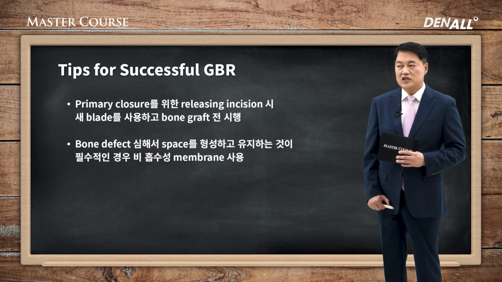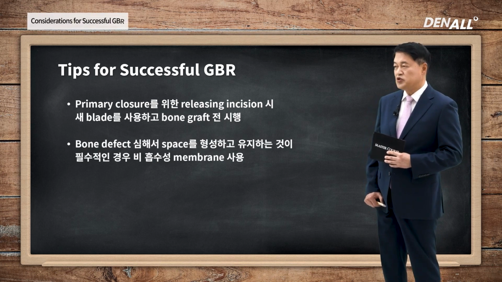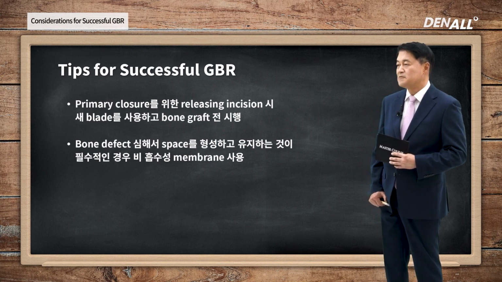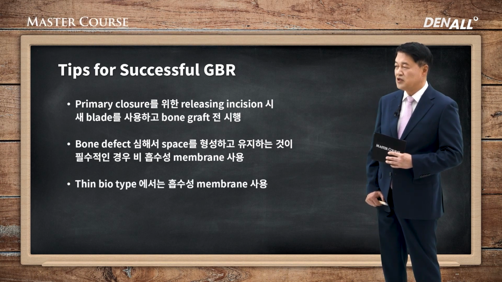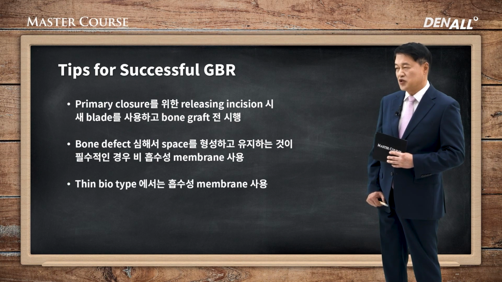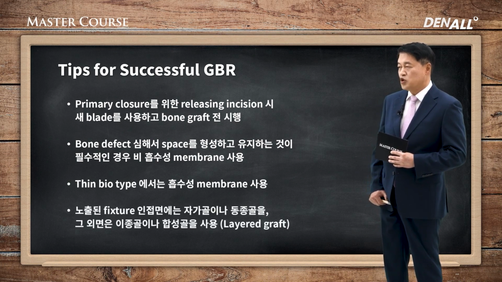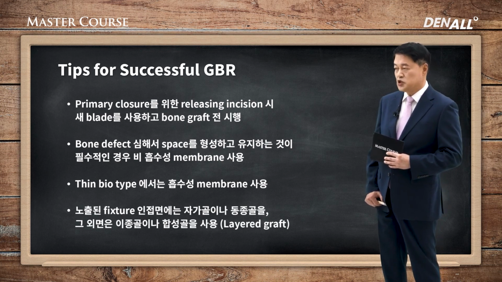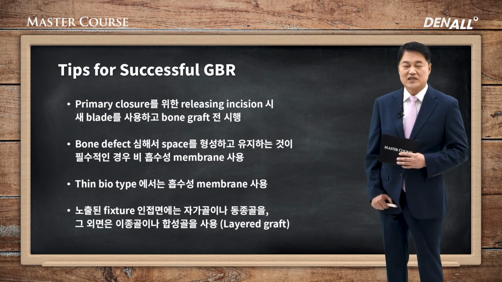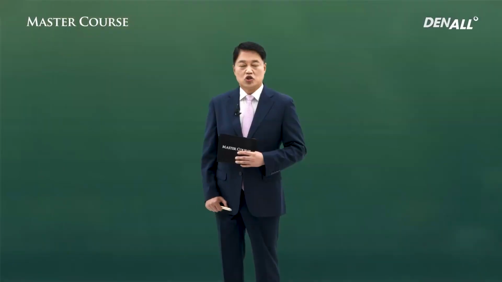When there is a severe bone defect and it is essential to create and maintain space, you should use a non-resorbable membrane. In thin biotype, you should use a resorbable membrane, which has good biocompatibility. For exposed fixture, you should use autogenous or allograft material, and on top of it, you should use xenograft or synthetic material that is not resorbed for a long time. Layer graft should be done.